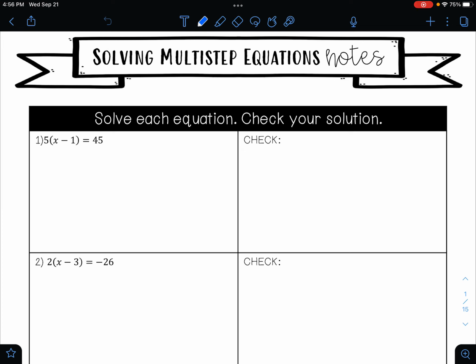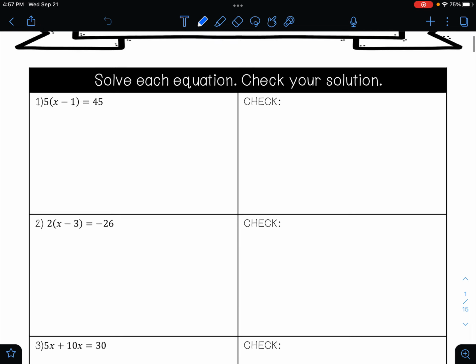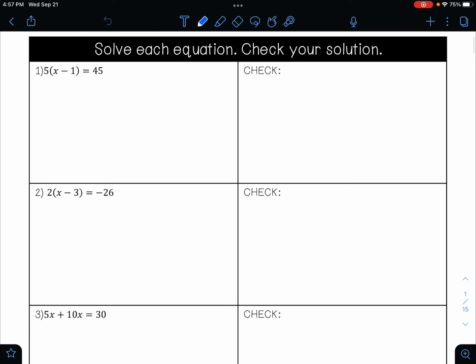In this video, we are going to learn how to solve multi-step equations. So the directions say to solve each equation and to check our solution. So on number 1, we have 5 parentheses x minus 1 equals 45. These parentheses right here are telling us that we need to use the distributive property. So I'm going to distribute this 5, and when we're using the distributive property, we are multiplying.